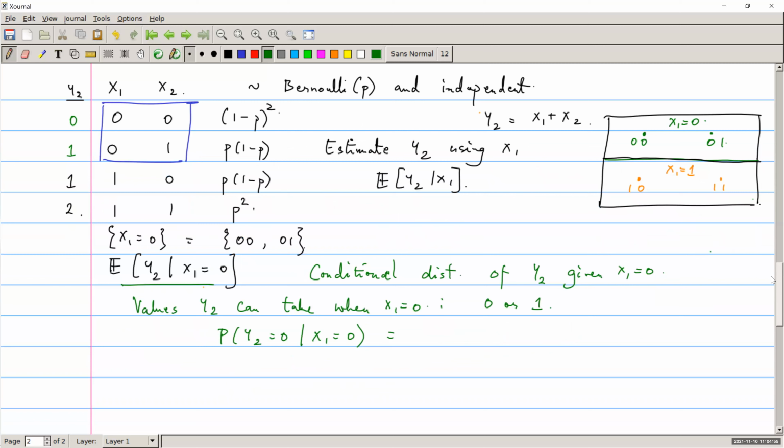We'll do it very slowly. Tell me from first principles. Go for the joint probability, right? The probability that y2 equals 0 and x1 equals 0, divided by the prior, rather. This is conditional, right? So this is divided by the probability x1 equals 0. Okay, so what is the probability y2 is 0 and x1 is 0?